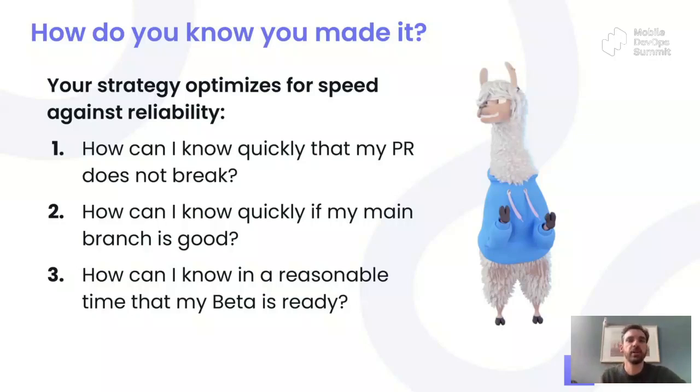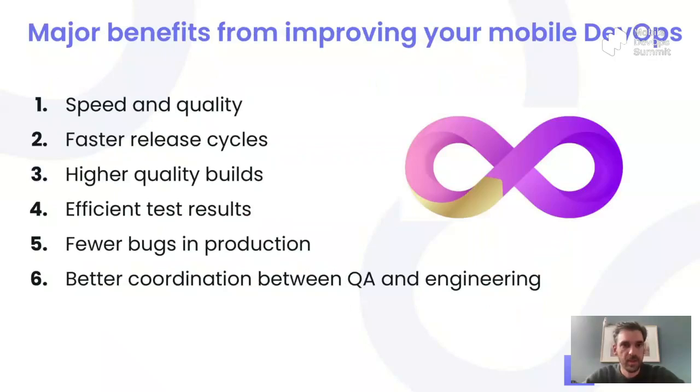So how do you know that you made it? If you have a good proper strategy in place, you should be able to know that your PR does not break. You should be able to, but just for small things, you should know if your main branch is good. And then you know before you're releasing a beta that it covers all the things in your app. And then, well, the benefits: everybody's going to be happy. Your customers, your developers, everyone.